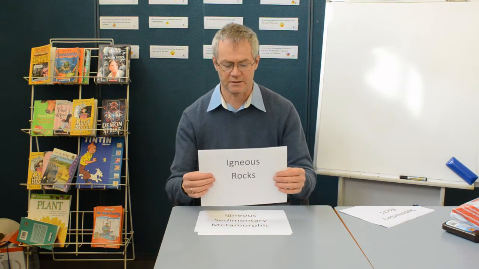So igneous rocks are rocks that are formed when lava comes out of the ground and it's really hot and has all the minerals in it, and then the minerals suddenly cool and they make very, very hard rocks. Okay, so that's what igneous rocks are.